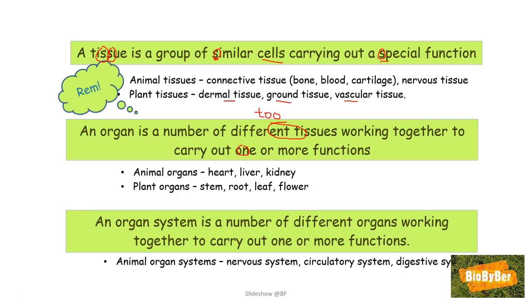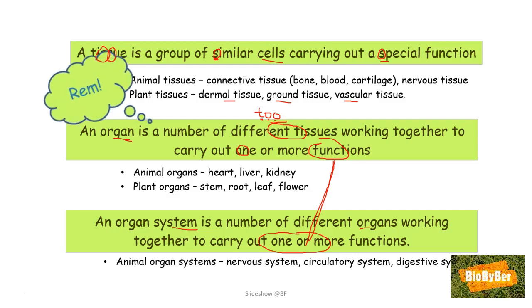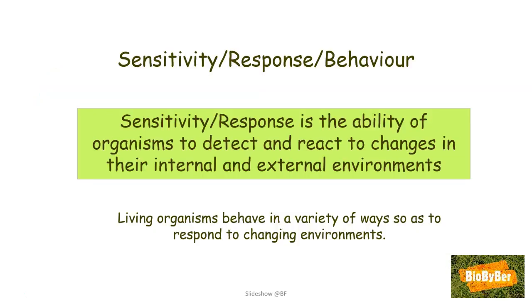An organ system, or a system, is a number of different organs working together to carry out one or more functions. Notice, to make life a little easier, the similarity between the two definitions. Just be careful. The organ is the team of tissues. Team of tissues make an organ, whereas a system is a number of organs working together. Animal organ systems are things like the nervous system, the circulatory system, and the digestive system. Remember this material from cell diversity.